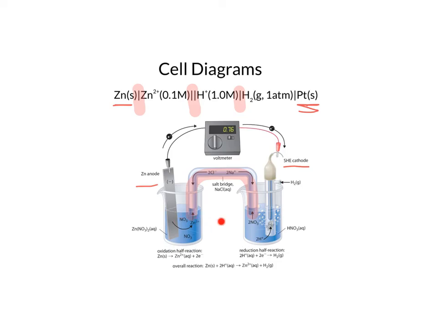So even though the reaction's not actually at equilibrium, we'll have a high enough resistance in our cell if we build up too much negative charge over here. So we have to have this salt bridge to equalize the charges.